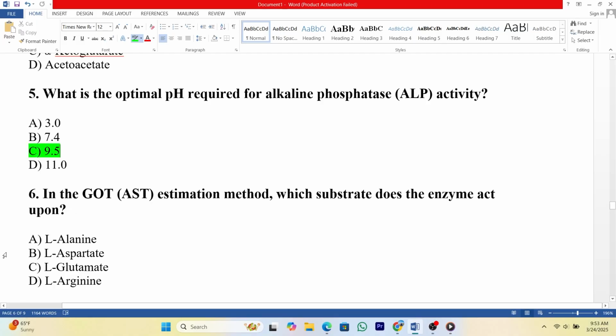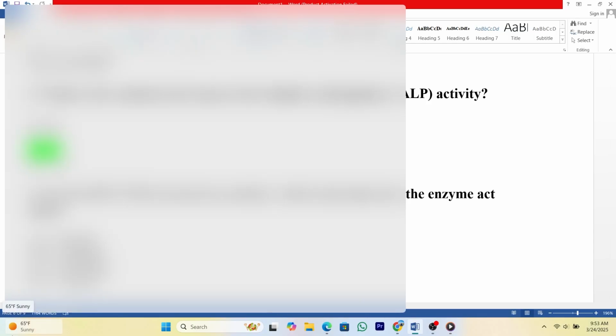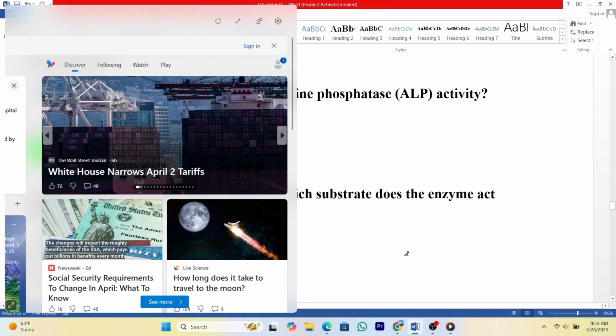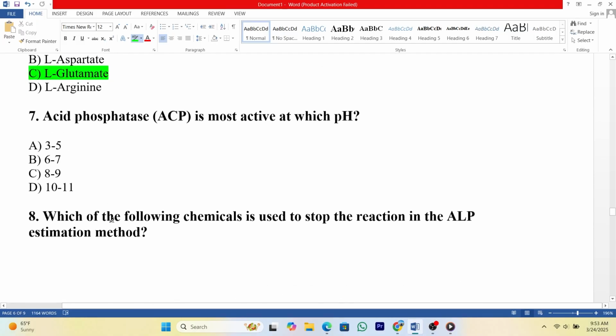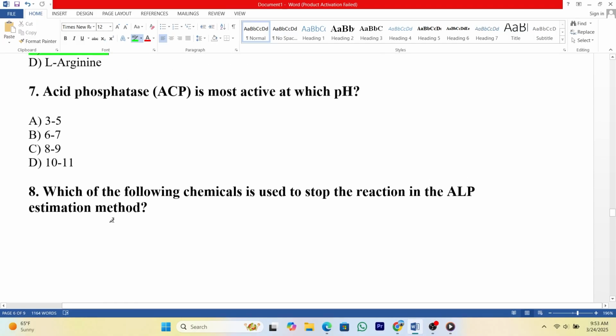9.5. 6. In the GOT, AST, estimation method, which substrate does the enzyme act upon? A. L-alanine. B. L-aspartate. C. L-glutamate. D. L-arginine. Answer: B. 7. Acid phosphatase, ACP, is most active at which pH? A. 3 to 5. B. 6 to 7. C. 8 to 9. D. 10 to 11. Answer: A.